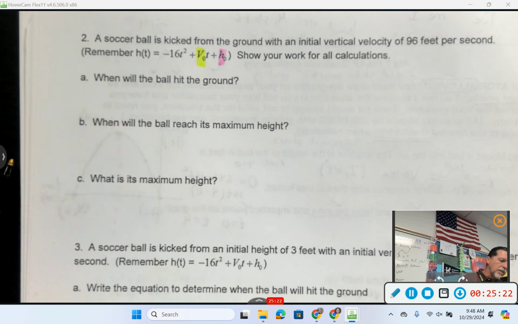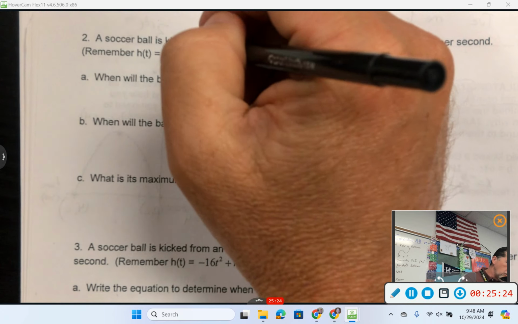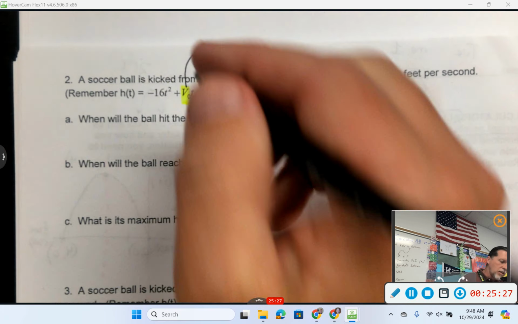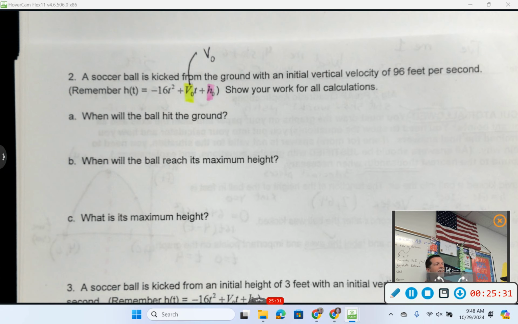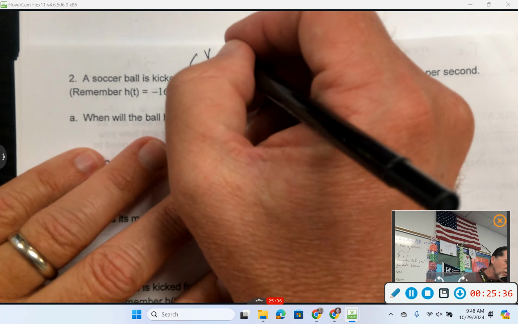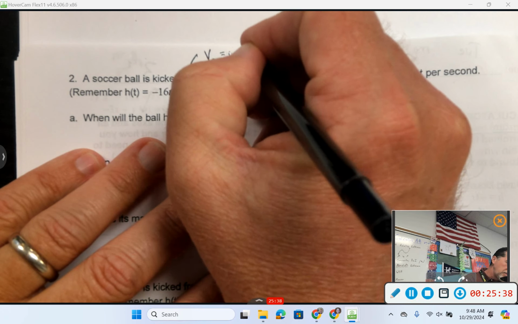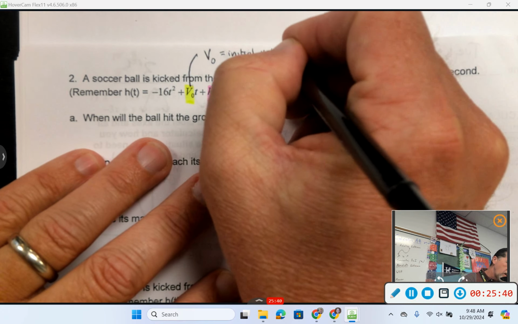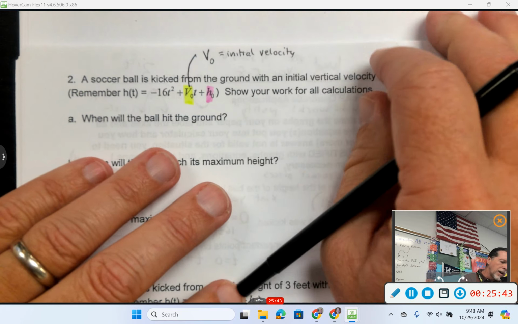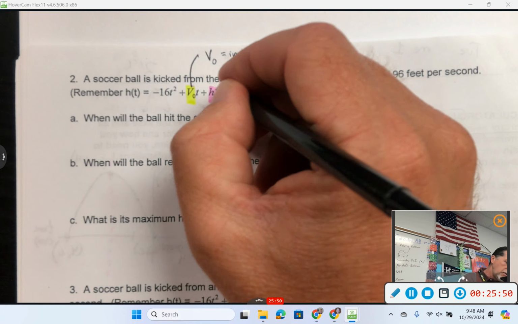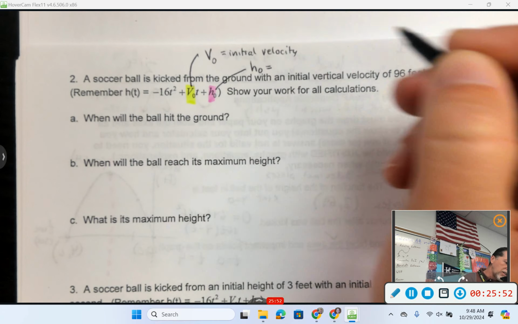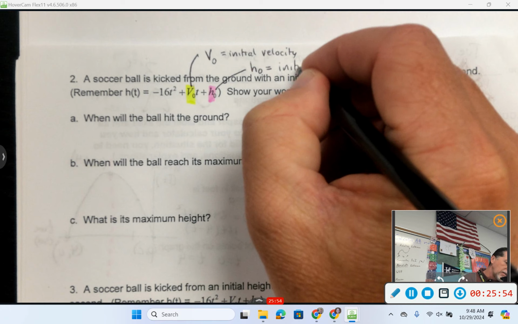Well, I don't know if we've talked about this. What does v0 mean? Velocity is like half, right? What's the 0 on the v mean? Initial velocity. So my starting velocity, the time equals 0 velocity. Which means, what do you think h0 represents? Initial height.